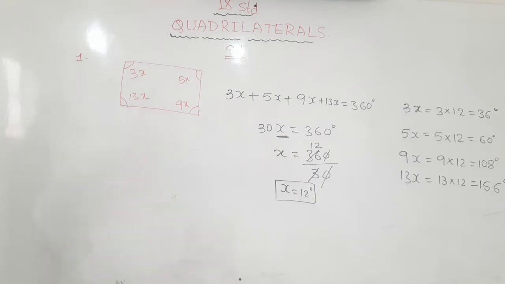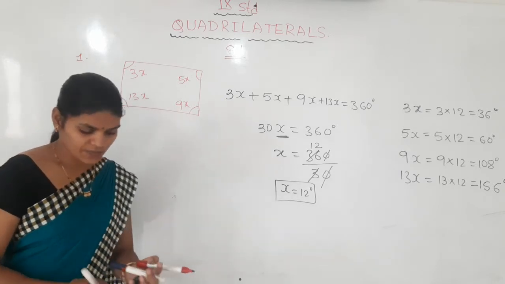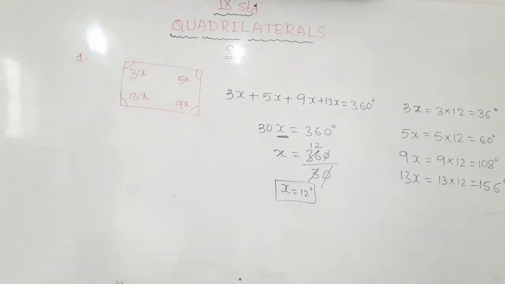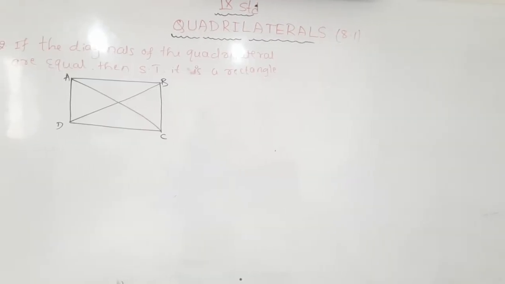So these are the angles of the quadrilateral: 36, 60, 108 and 156 degrees. Take it down. Yes, I hope you have written.